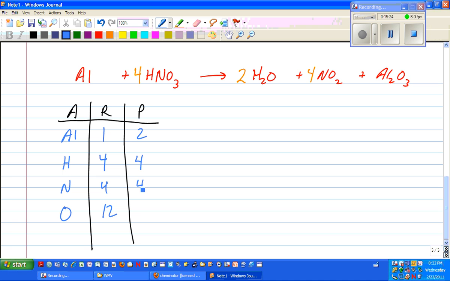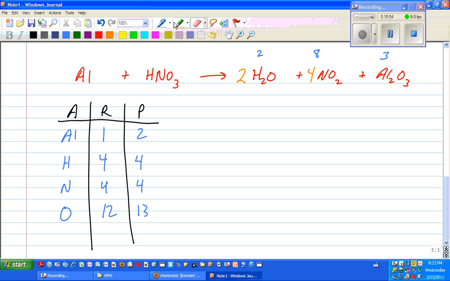I've got 4 nitrogens. And then my oxygens, I've got 2. 2 times 1 is 2. That's 8. 2 times 4 is 8. Plus another 3 is 13. Whoops, plus 3 is 13, right? Yep, that's 13. Those oxygens are stubborn. All right, I guess I got to go back over here.